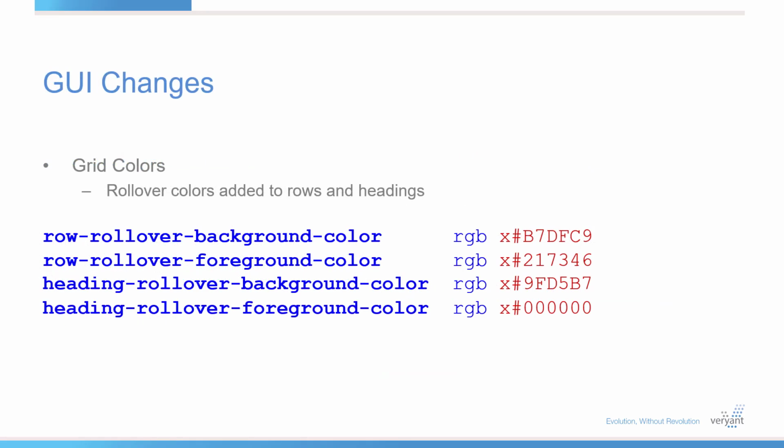Mouse rollover colors have been added to the grid. We're going to see it later in the demonstration, where the whole row is recolored and the heading of a column is recolored when the mouse rolls over it. This is helpful to know where the cursor is, and it's something that the users are getting used to when they use other applications.